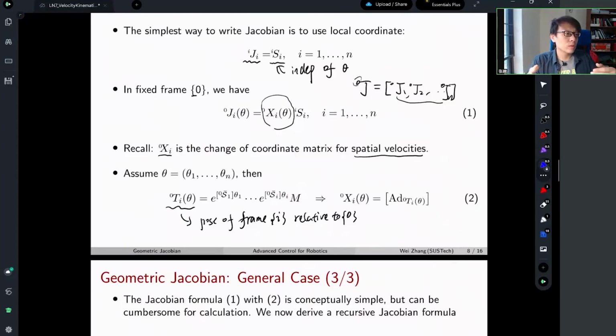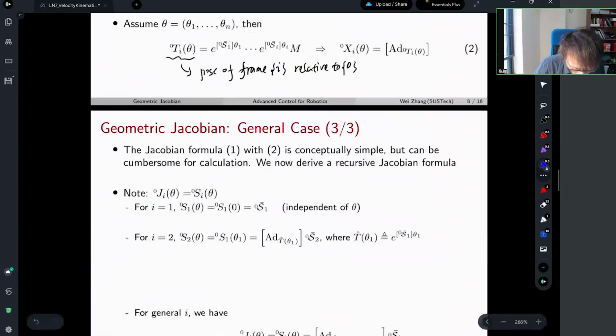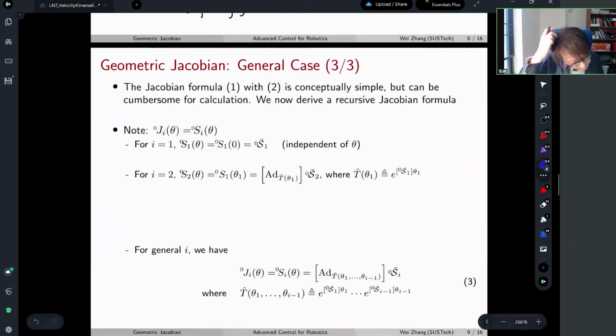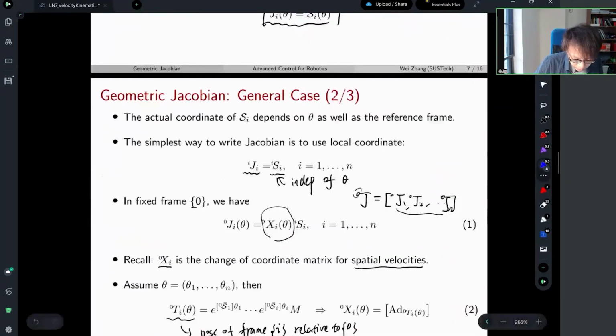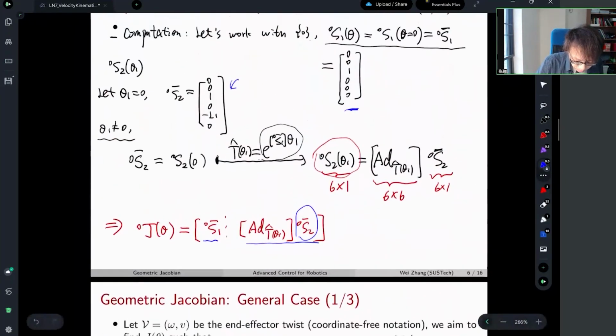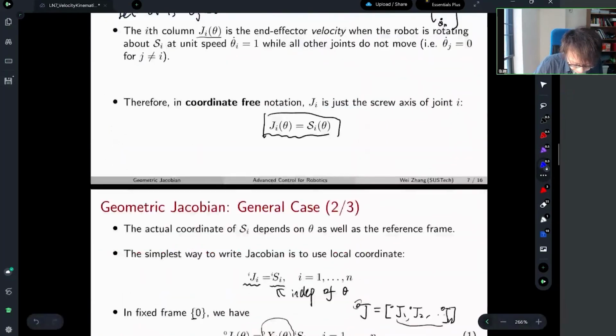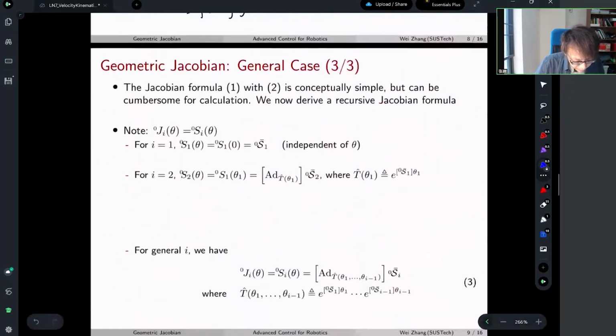All you want is to change your coordinates so that you have a common coordinate system to express all these columns of the Jacobian matrix. In the Modern Robotics book, they have a recursive way. I think this also makes sense. What we have before is almost like that. This example is that. Let's work on that.